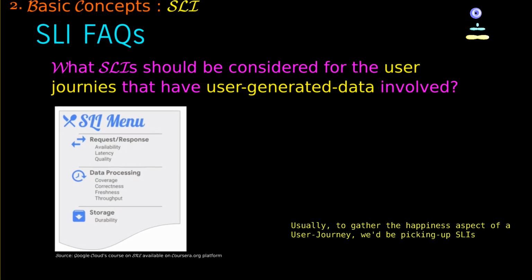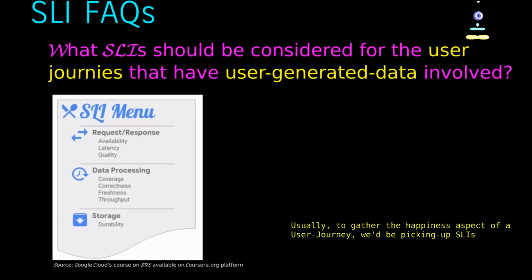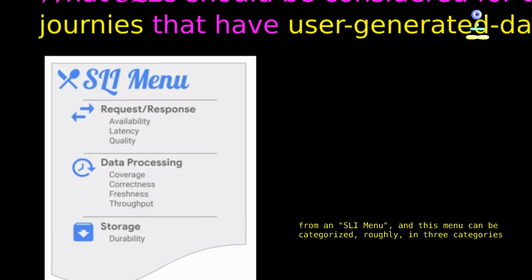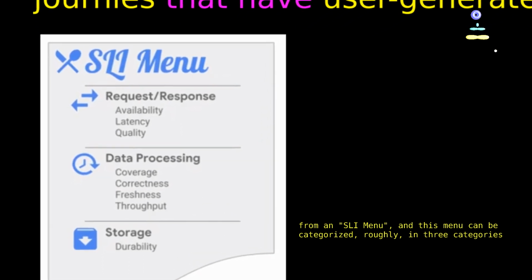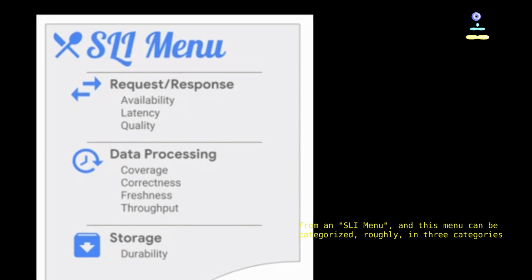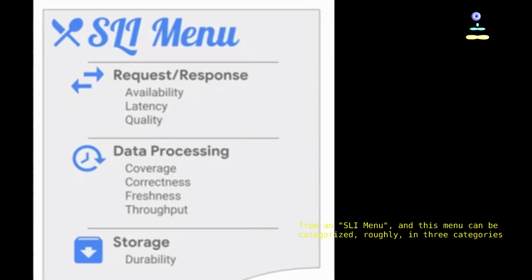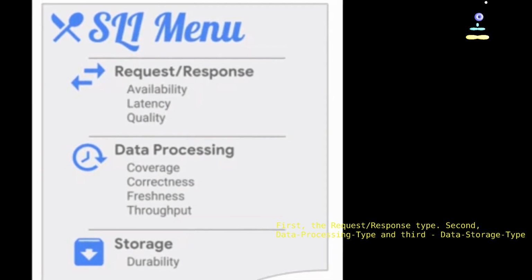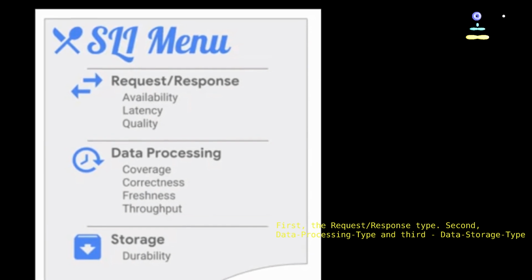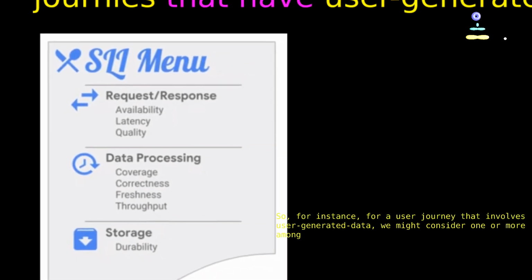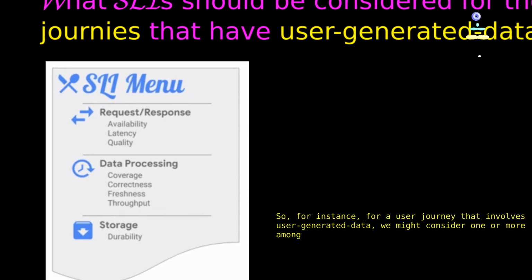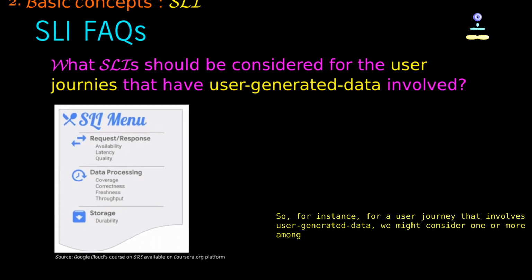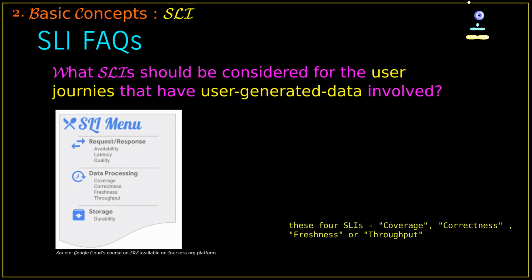Usually, to gather the happiness aspect of a user journey, we would be picking up SLIs from an SLI menu, and this menu can be categorized roughly in three categories. First, request response type. Second, data processing type. And third, data storage type. So, for instance, for a user journey that involves user generated data, we might consider one or more among these four SLIs: coverage, correctness, freshness, or throughput.